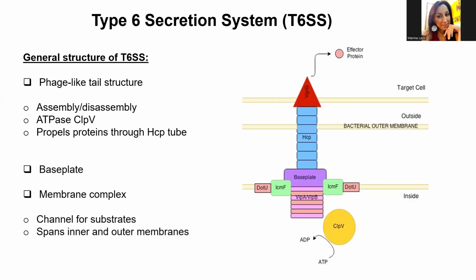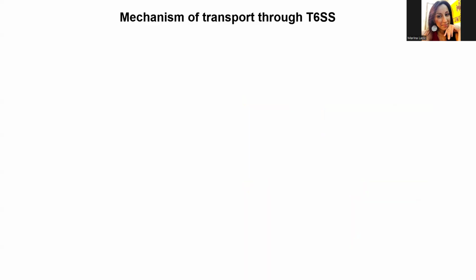I am not really asking you to memorize these A and B proteins. I'm just showing you how type 6 secretion system looks. But I do want you to know that it is present in myxobacteria and was discovered in Vibrio cholerae.